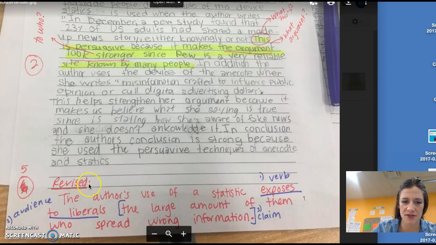So what I did is I rewrote their sentence. Notice it's the exact same length, but this time it mentions those 3 things: a verb, the audience, and the claim. And therefore it went from a 2 to a 5. Let's read it together. The author's use of a statistic exposes to liberals the large amount of them who spread wrong information. This is a much more effective explanation of evidence because we now know what the statistic is actually doing. It's exposing, or taking out from hiding, a fact, right? That a large amount of liberals spread wrong information, and this is persuasive to liberals, the author's own political party. So again, this went from a 2 to a 5 because we added in the verb, the audience, and the claim.